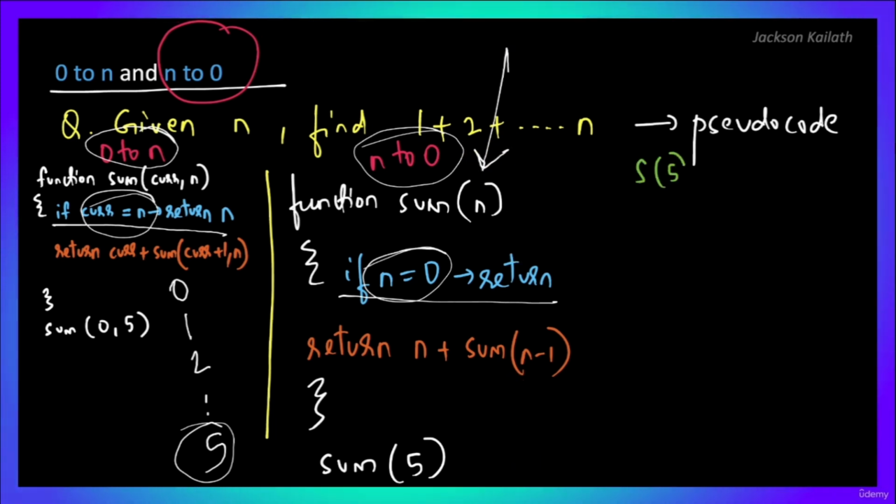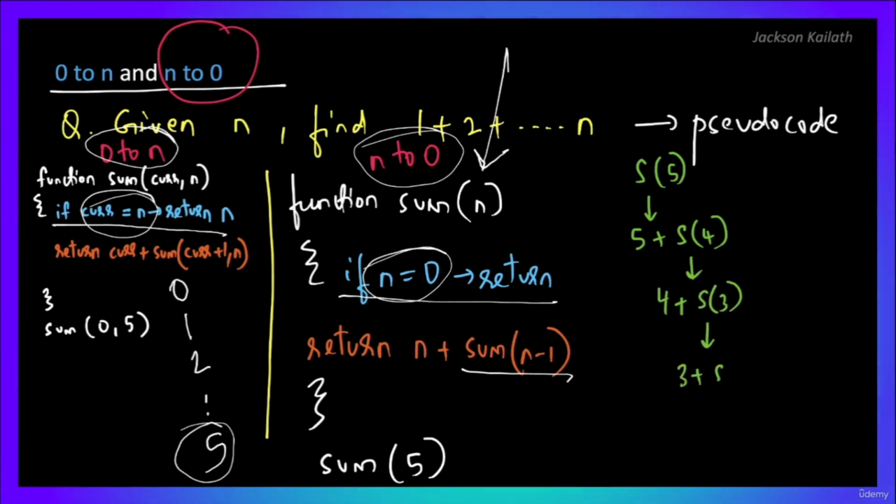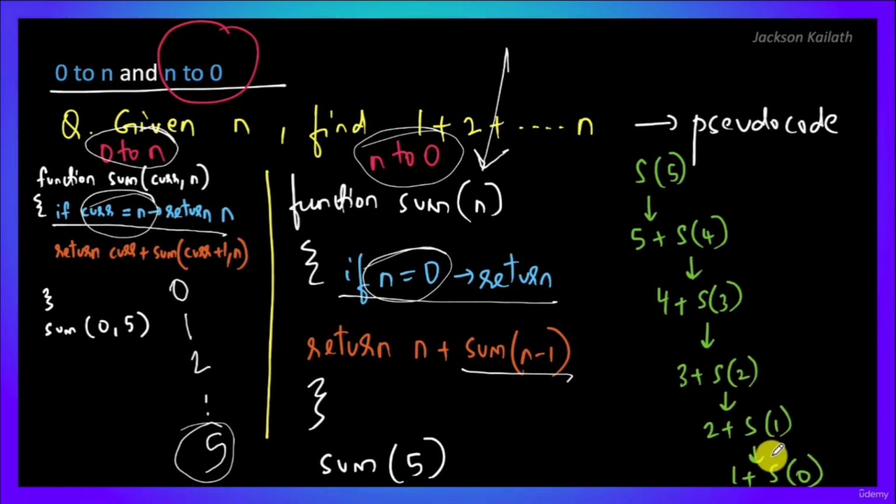So initially we call sum of 5, and this is going to call sum of 4, right? N plus sum of 4, and this is going to call sum of 3, and this over here is going to call sum of 2, which in turn will call sum of 1, which in turn will call sum of 0, and at this point we will hit our base condition and we will just return. So this is just going to return. Okay, so let's say return 0. So this value over here is going to be 1 plus 0, which is equal to 1.